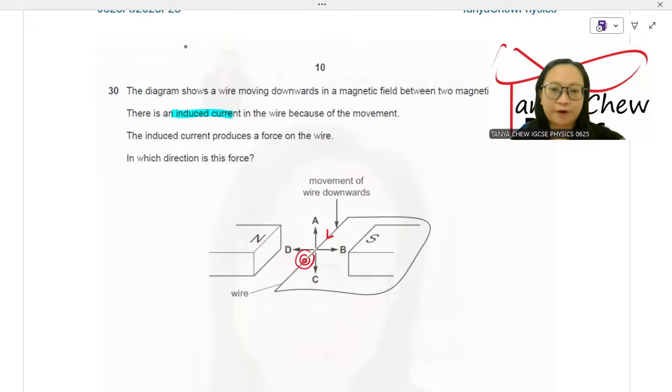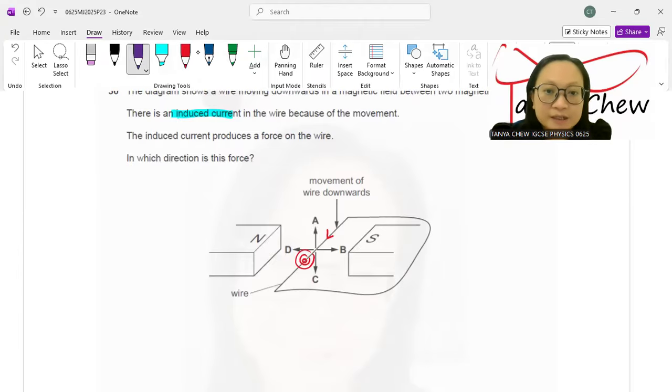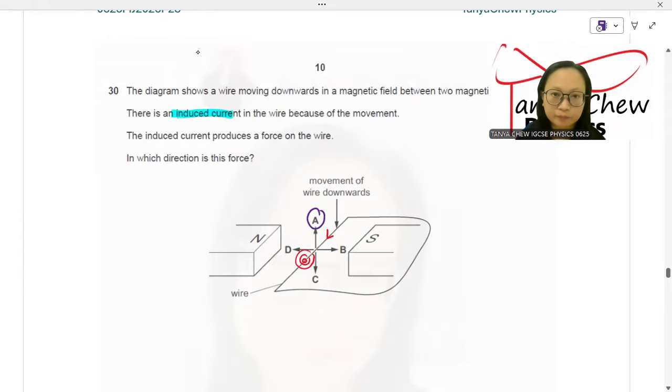So Fleming's left hand rule, yeah, this is my left hand, north to south. I have the direction of the induced current which is flowing towards me, out from the screen. You see my thumb? My thumb is pointing upwards. So the magnetic force acting on this wire is in the upwards direction, in direction A.